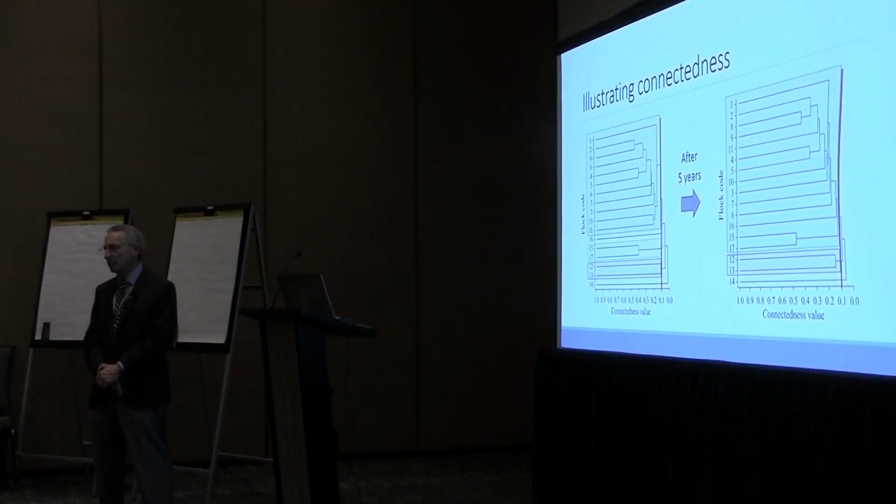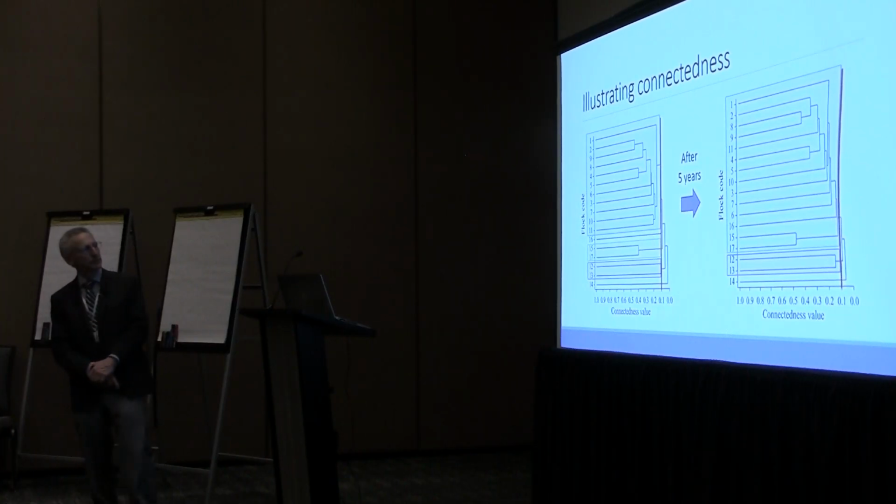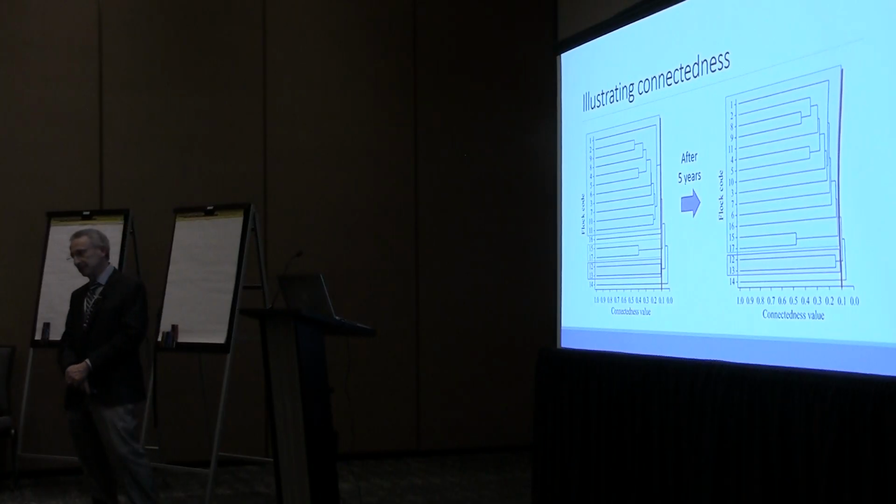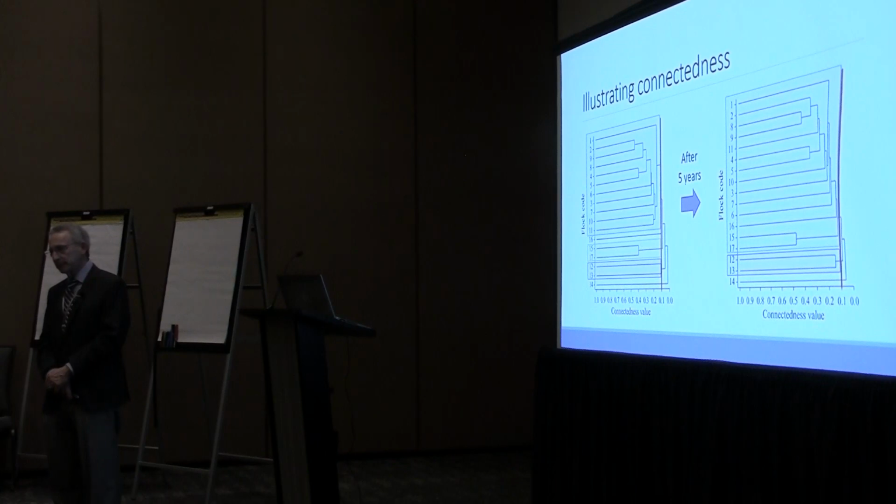So what it means for 15 and 17 is that 15 isn't the most connected flock. It's the most connected flock to 17. That's what it tells you. And that has value if you're 15 and 17, but it doesn't have a lot of value if you're 14. So that's my take on that.